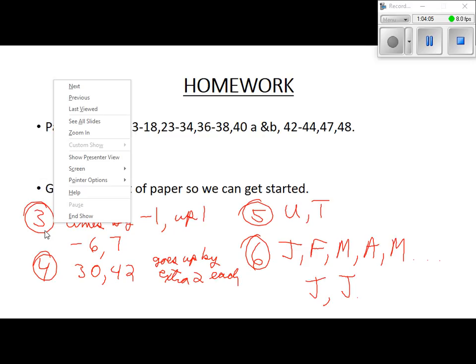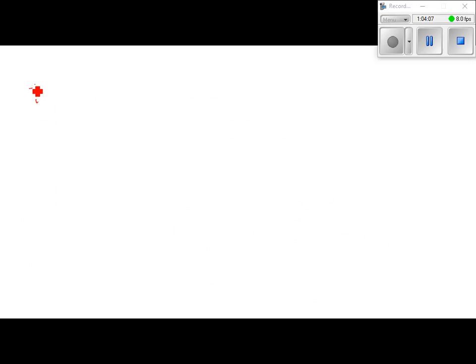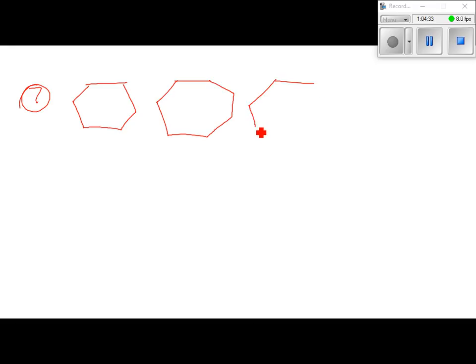Number 7. Got a triangle, then a 4-sided figure, then a 5-sided figure. What do you think's going to come next? 6-sided. What is a 6-sided figure? Hexagon. What's a 7-sided figure? Heptagon. 8-sided figure? Octagon. It sort of upset me that they're on the test. Some people didn't know 8-sided was octagon.